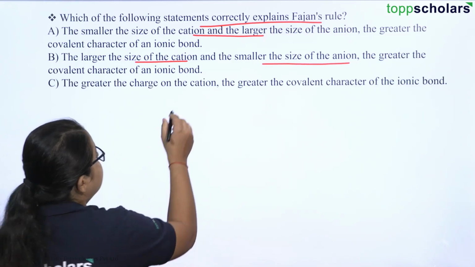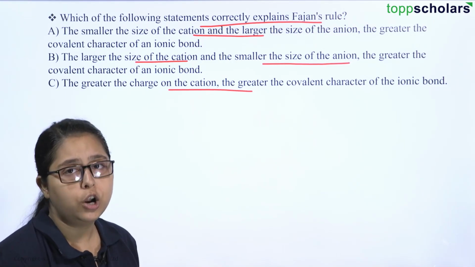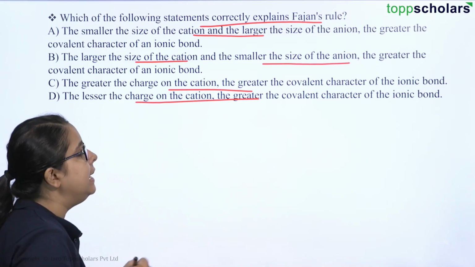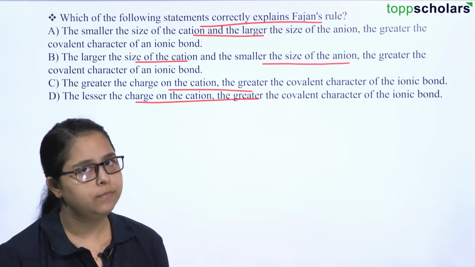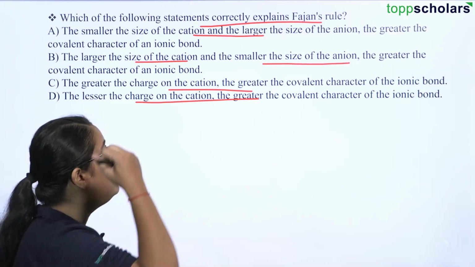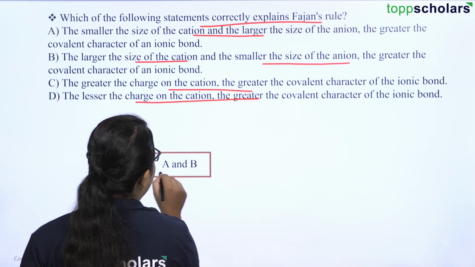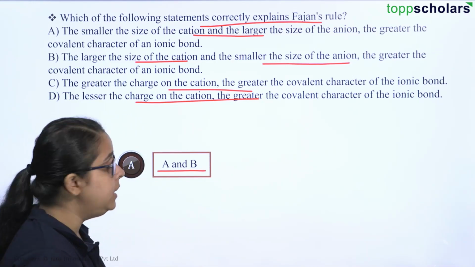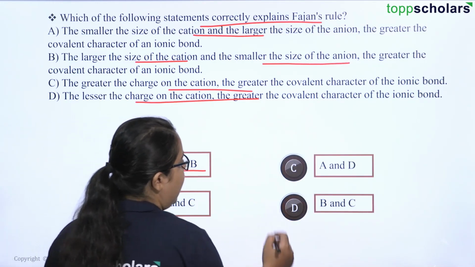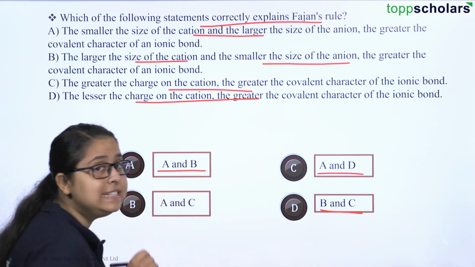Statement C says the greater the charge on the cation, the greater the covalent character will be of the ionic bond. The last statement D says that the lesser the charge on the cation, the greater the covalent character of the ionic bond. We need to find out which of the statements is actually correct as per Fajan's rule. Let us have a look at the options. We have option A, which is saying that A and B, both the statements are correct. Then we have option B, which says A and C are correct. Then we have option C, which says that A and D are correct, and option D says that B and C are correct.